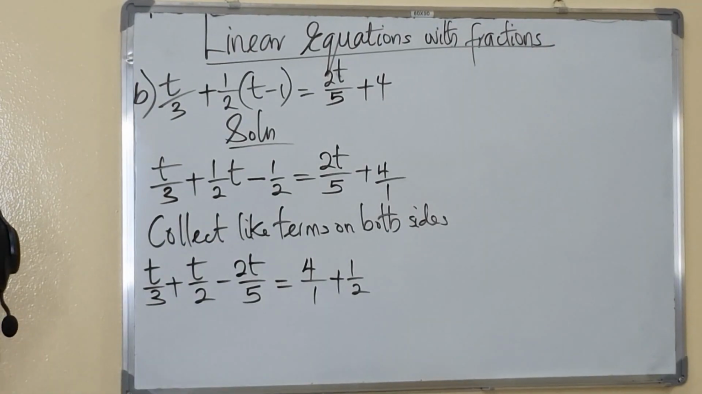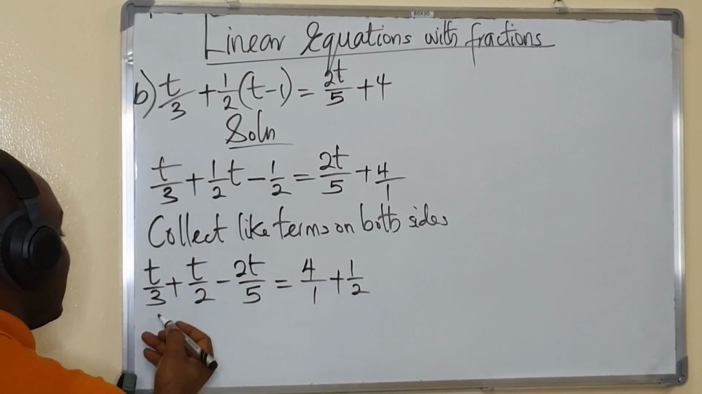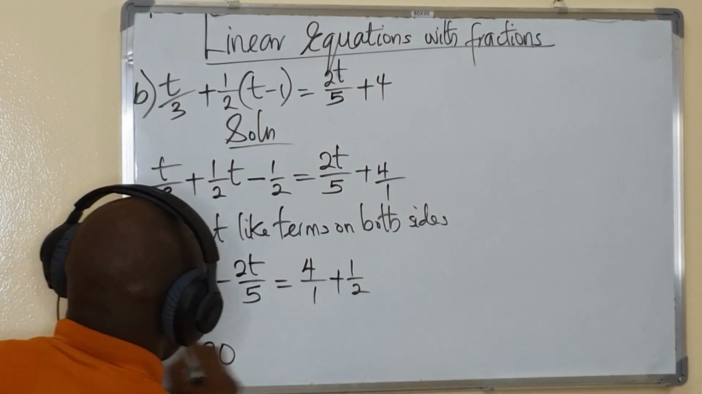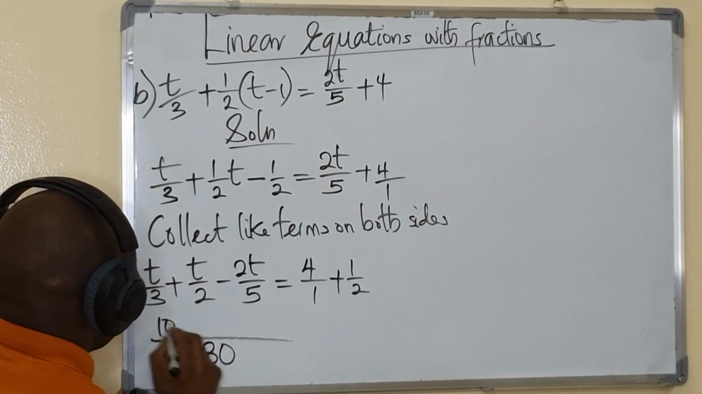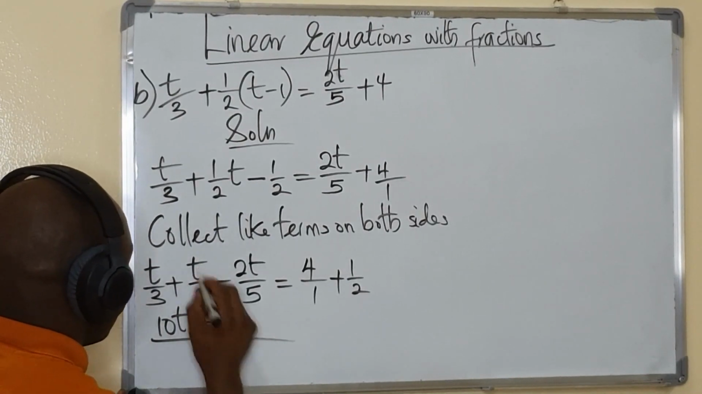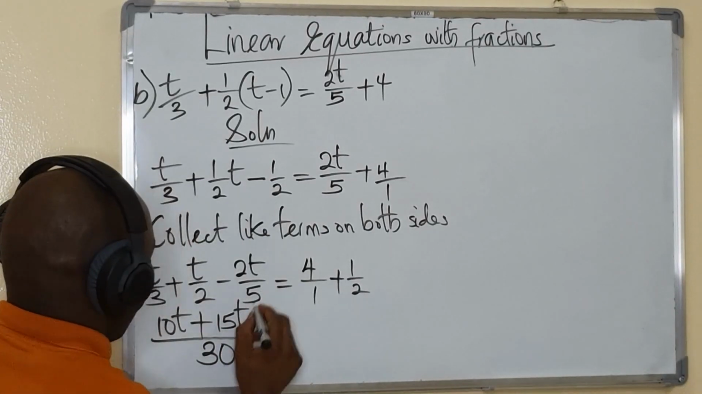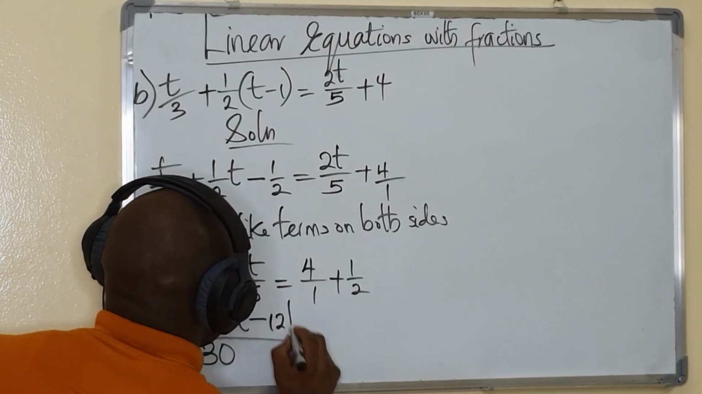Look here, we apply the LCM method to the left hand side. The LCM of 3, 2, and 5 is 30. That is the closest number that all of them can divide. Hence, 3 divided into 30 is 10. Then multiply t, it is 10t. Plus 2 into 30 is 15. 15 multiplied by t is 15t. Minus 5 into 30 is 6. 6 times 2t is 12t.